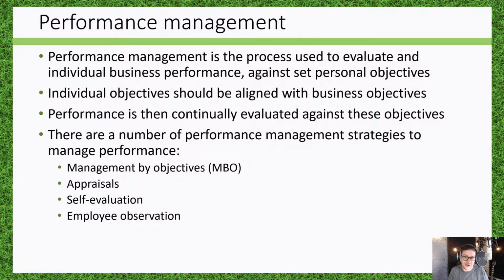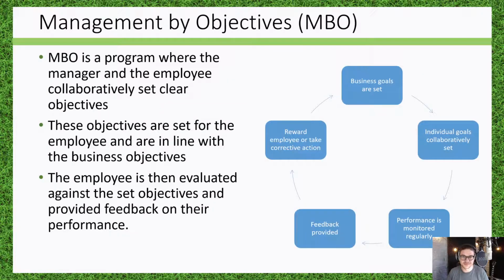It's really important in a well-managed business with well-managed staff that the individual objectives are deliberately set so that employee efforts will drive the business towards the achievement of overall business objectives. And really, the only way to make sure that's happening is to be really deliberate when you're setting employees' individual objectives so that those employees are working to drive the business in the right direction. There are a number of performance management strategies that exist out there, but the study design tells us we need to look specifically at management by objectives, or MBO, appraisals, self-evaluation, and employee observation.